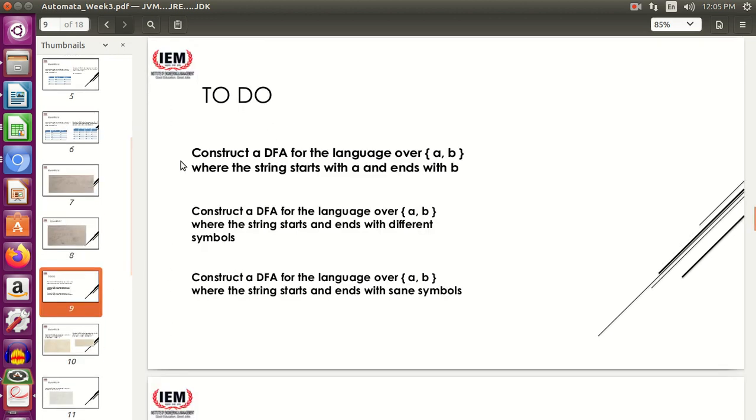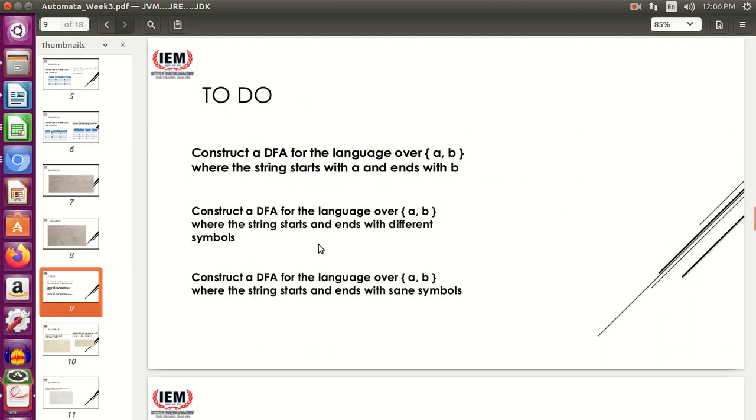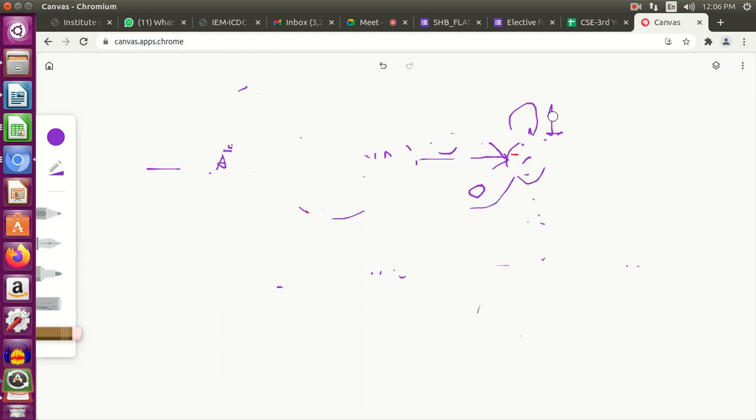Okay, next. This I have not done basically. I want you all to actually think a bit. Let me read out the question. Construct a DFA for the language over A comma B where the string starts with A and ends with B. So let me go to the canvas. So the string will start with A and end with B. That is what is given in the question.